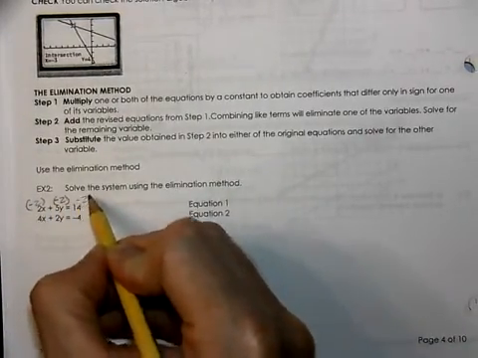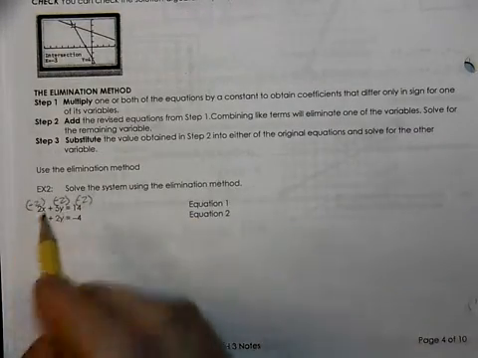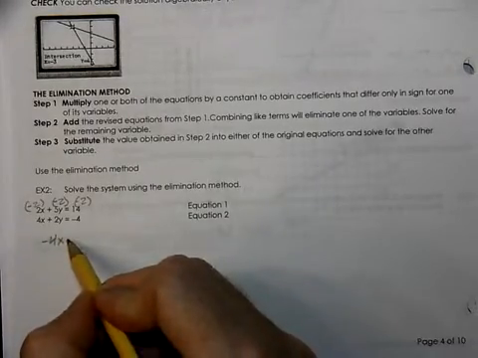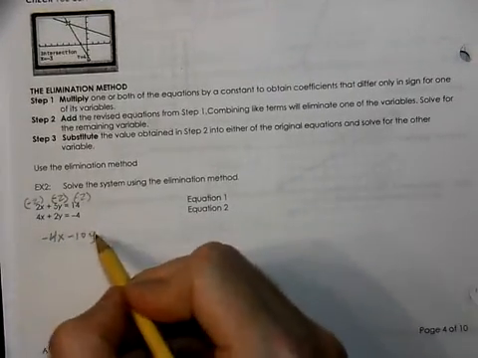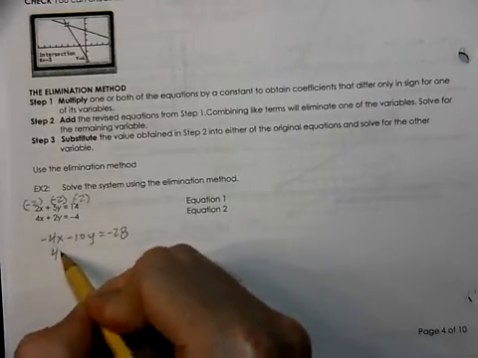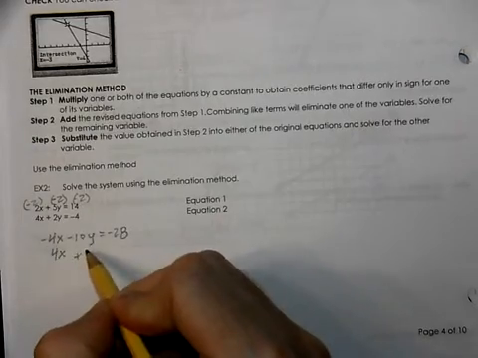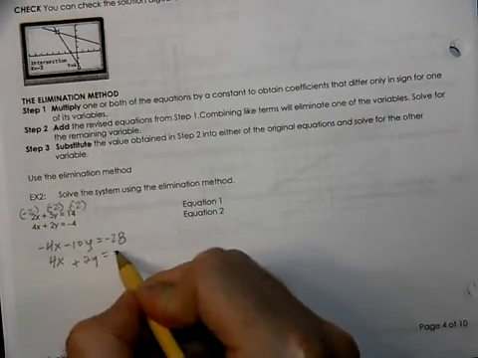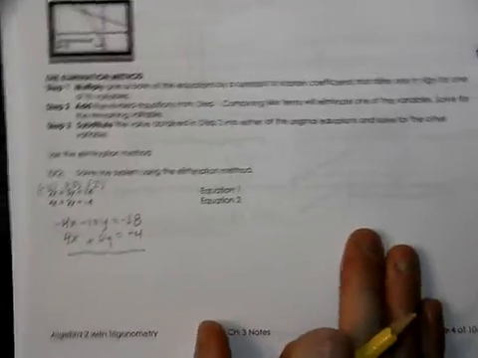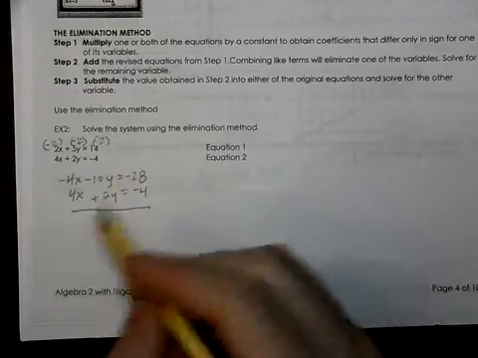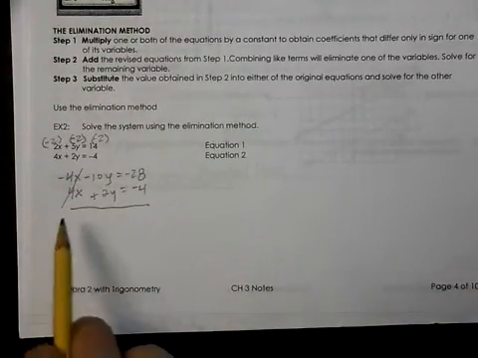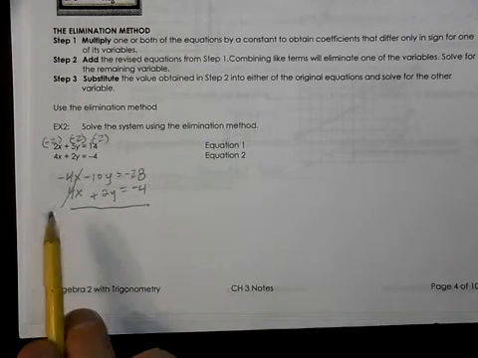If we multiply this equation by negative 2, then that first equation is going to become negative 4x minus 10y equals negative 28. The second equation is already 4x plus 2y equals negative 4. When we look at our equations now, the x's cross out completely because one of them is a negative 4 and the other one is a positive 4.